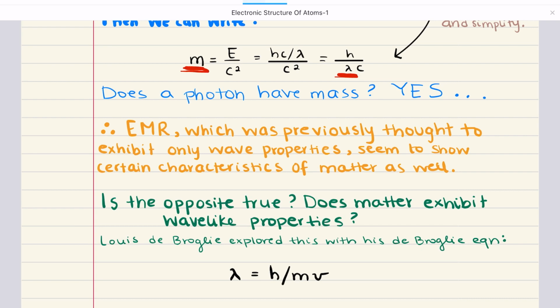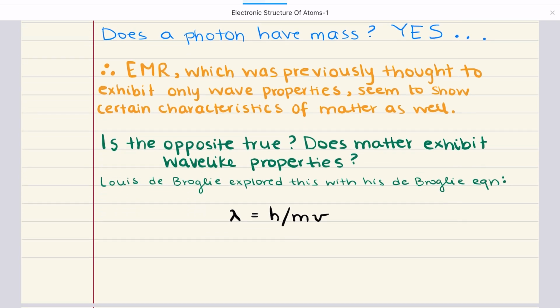Now, this work raises an intriguing question. Can matter itself exhibit wave properties? This was a question that was tackled by Louis de Broglie, a French physicist, and he explored this concept in the early 1920s, and he developed the equation that allows us to calculate the wavelength of any particle. And so this is that equation right here.